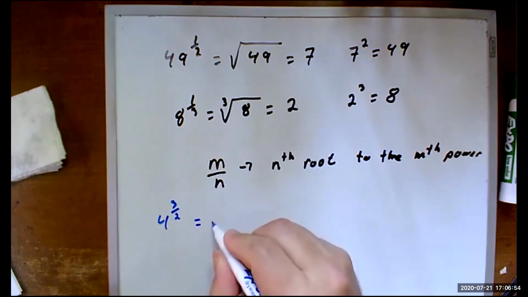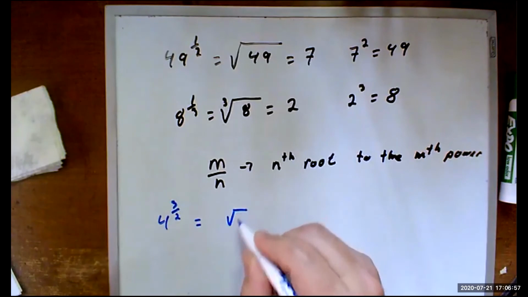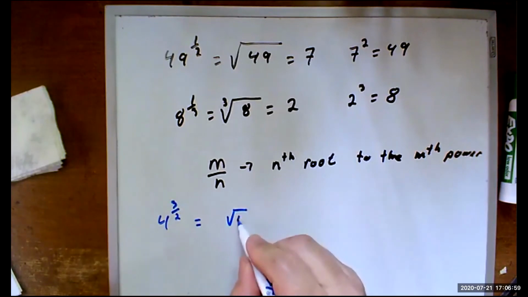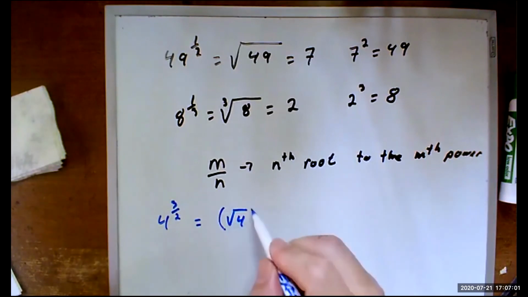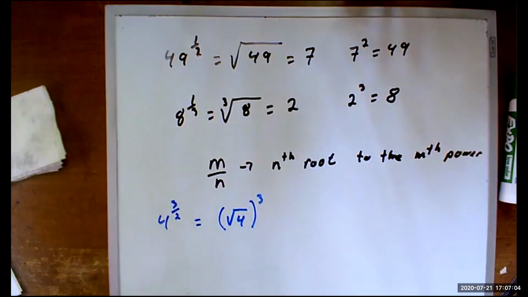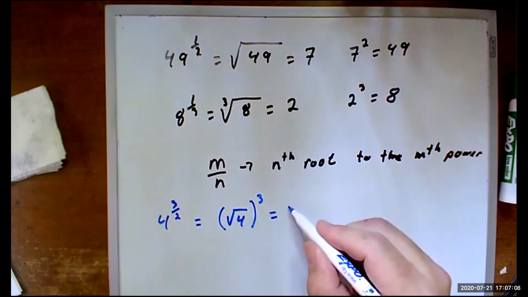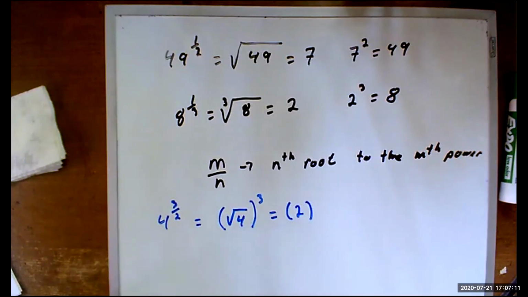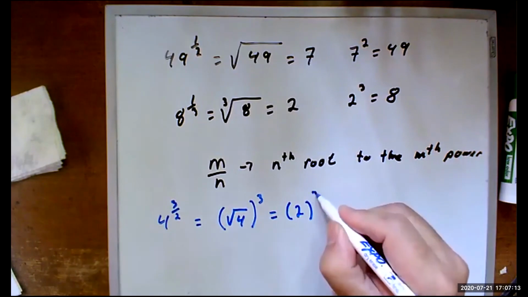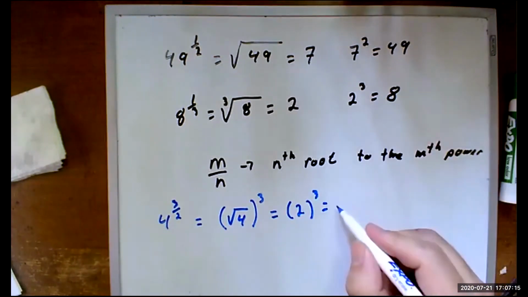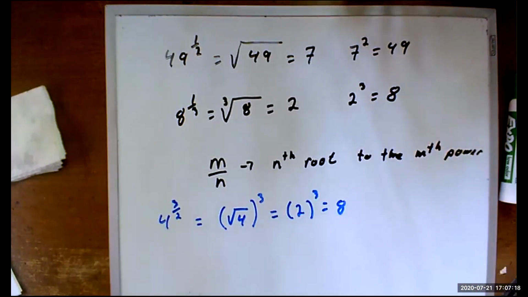So let's say we have 4 to the power of 3 over 2. What this is essentially saying in one form is that I want the square root of 4 raised to the 3rd power. So I'll do the part inside brackets first. The square root of 4 is 2. And then that gets raised to the 3rd power. And as we saw earlier, 2 to the 3rd power is 8.